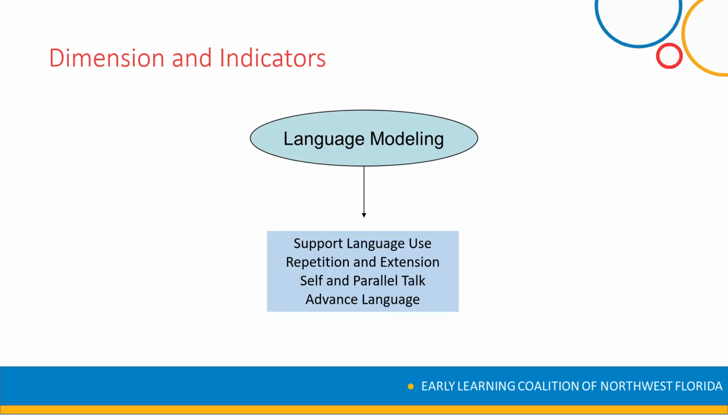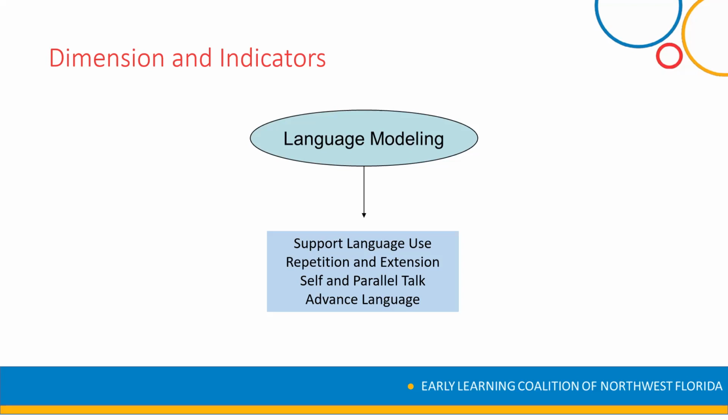Support language use. Repeat and extend. Self and parallel talk and advanced language. Supporting language use is giving them words to use. Johnny, tell your friend you don't like it when he took your toy. Say to him, Stevie, I don't like it when you take my toys. Give him the words to use. Support the use of language. Help them use language. Repeat what they're saying and extend. You may have some toddlers who are still babbling. Da, da, da, da. So you repeat dad, and you say, I hear you calling your daddy. Are you missing him today?